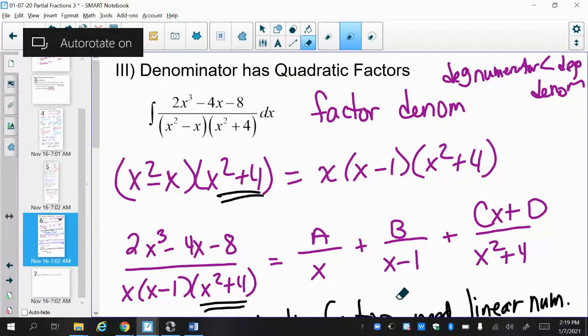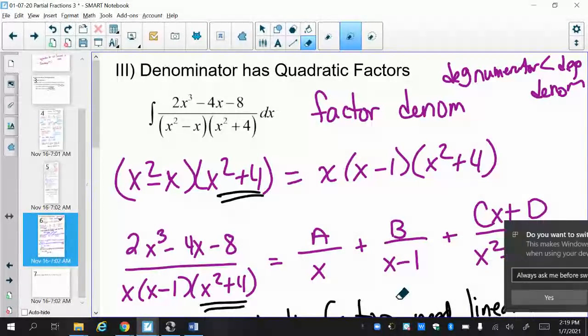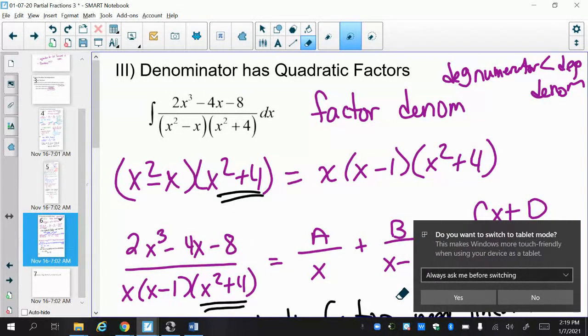So the first thing we do, just like always with our partial fractions, and one thing I wanted to talk about is when it is a partial fraction. I don't think I clearly said that today.